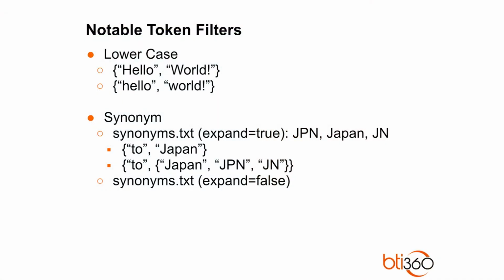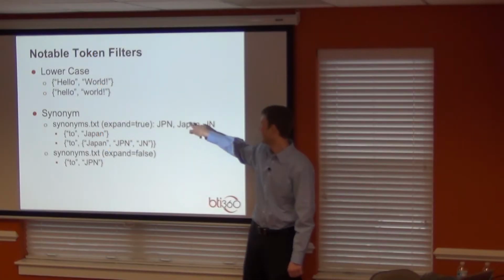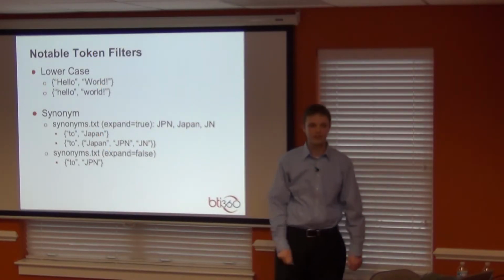All right, so here's a different one. Let's take that same thing, except say expand to false. Now what do you think it's going to be? "To JPN". So what this actually does is, with expand set to false, if it matches either of those, it goes to the first one and inserts it.